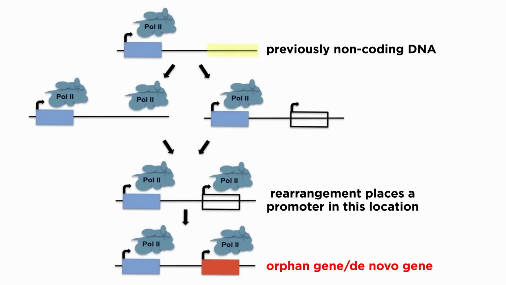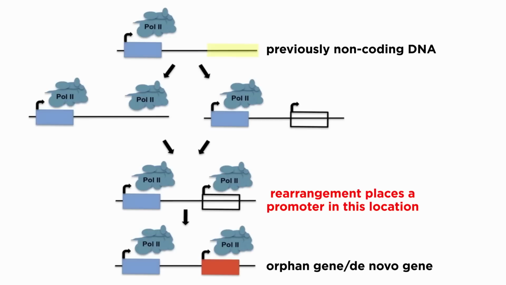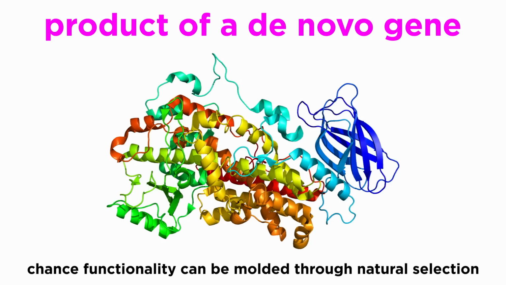A similar situation occurs with orphan genes, or de novo genes. There are sections of DNA called promoters, which sit next to the coding region of a gene that an enzyme will interact with, resulting in transcription of the gene. A mutation event can sometimes rearrange sections of the chromosome, which result in a promoter being placed next to a previously non-coding section of DNA. This results in a brand new gene instantly with a totally random sequence, and therefore a totally random protein product. This protein might be useless, but it might not, and any modest functionality can be subsequently molded through natural selection.